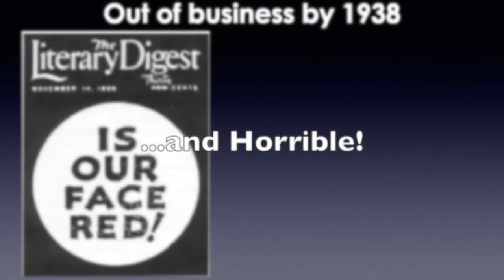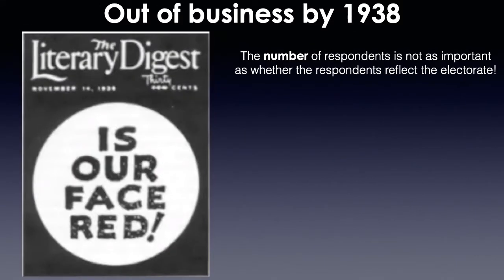Absolutely amazing. The error made by the Literary Digest poll is that who is asked by a poll is far more important than how many. Big data is not going to give you the right answer if the data doesn't reflect the situation that you're trying to measure. This is a lesson that's still true today.